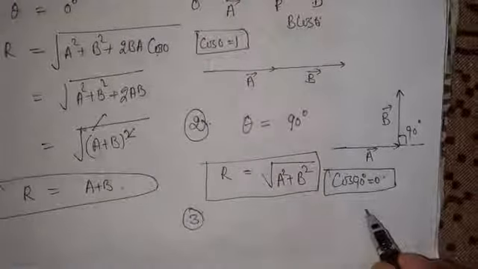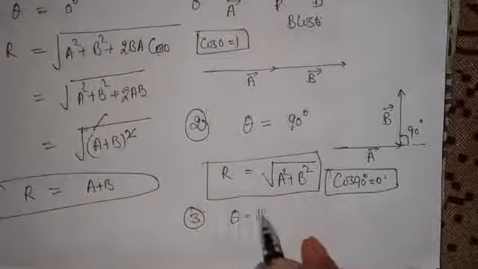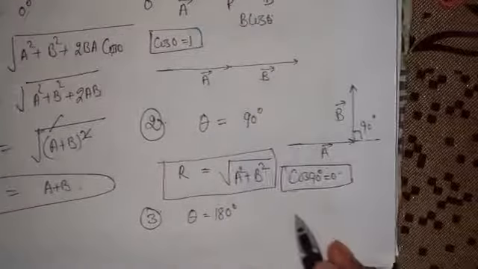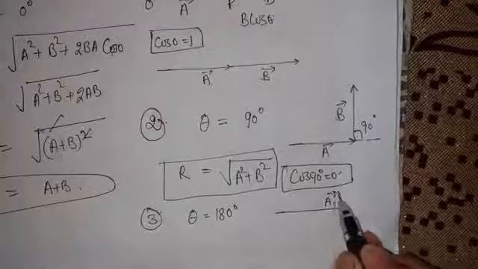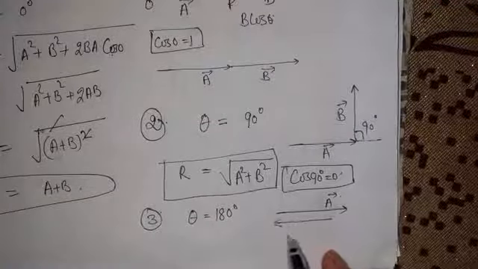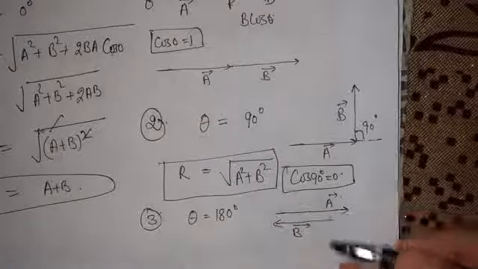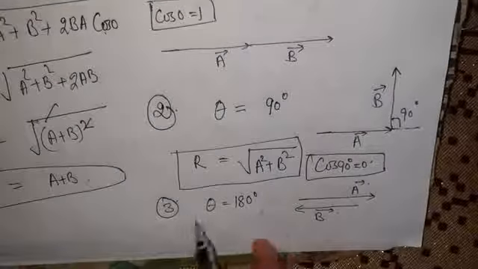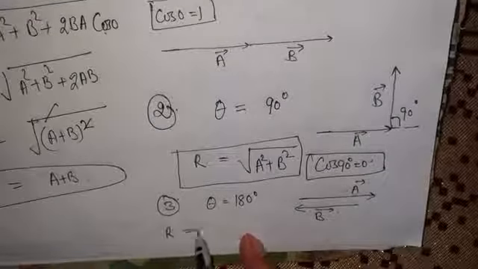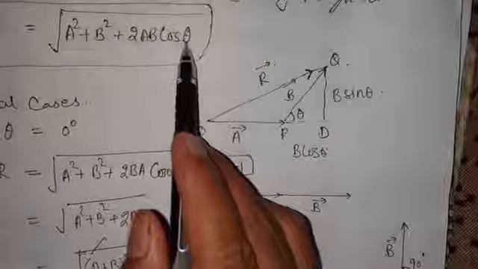Okay, this theta is of 180 degree. Now how will we represent this one? One vector will be toward the right side, while the second vector will be toward the left side. So in this case, what will be the resultant? The resultant, you will find, is equal to this formula with that 180 put in.